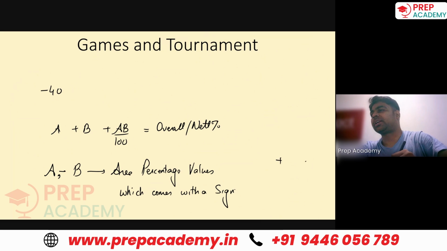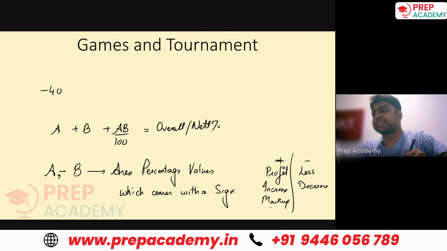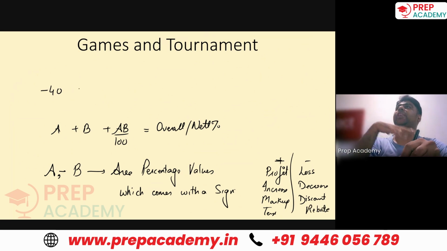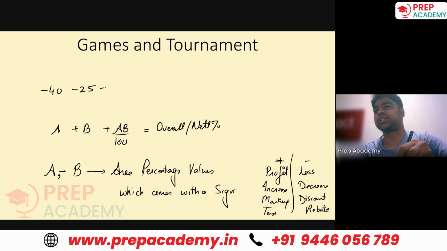And what do we mean by that? The sign would be plus if it is a profit. The sign would be minus if it is a loss. Increase is plus, decrease is minus. If it is a markup or a tax, it is plus. If there is a discount or a rebate, it is minus. So when I say 40% plus 25% off, that means 40% is also a discount, 25% is also a discount. Now, minus into minus, what would that become?